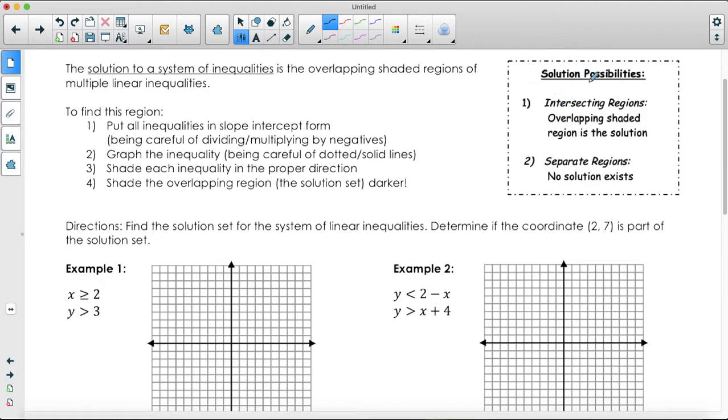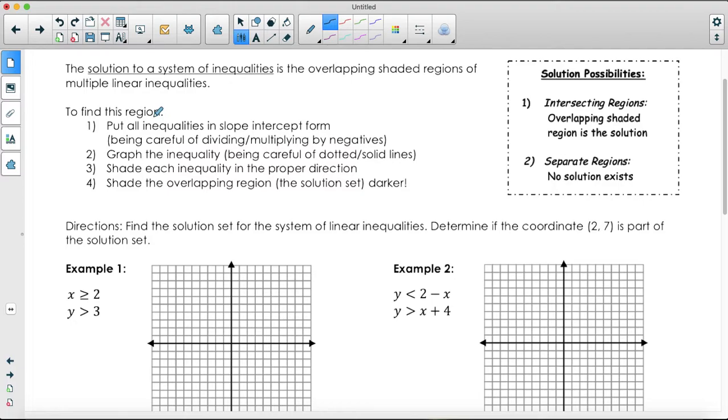There are two types of solution possibilities. We have intersecting regions where the overlapping shaded region is the solution, so where both shaded regions hit. Or we have separate regions where no solution exists.